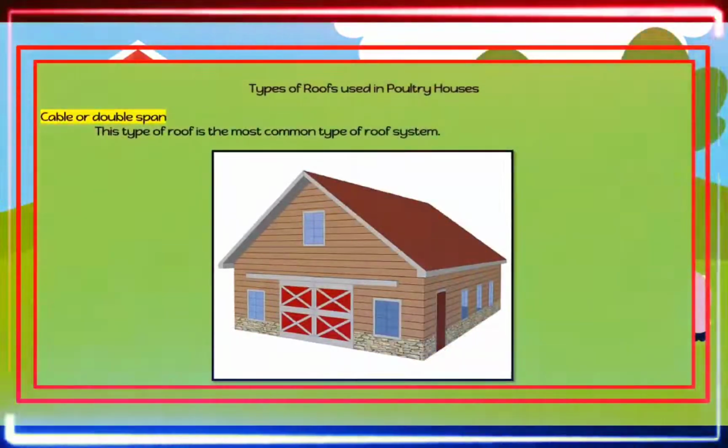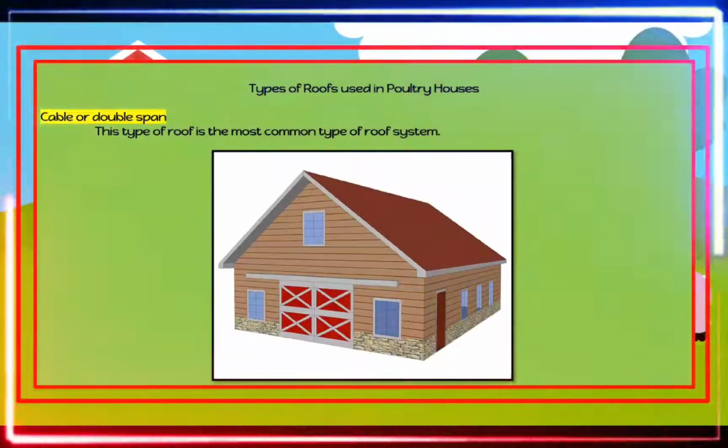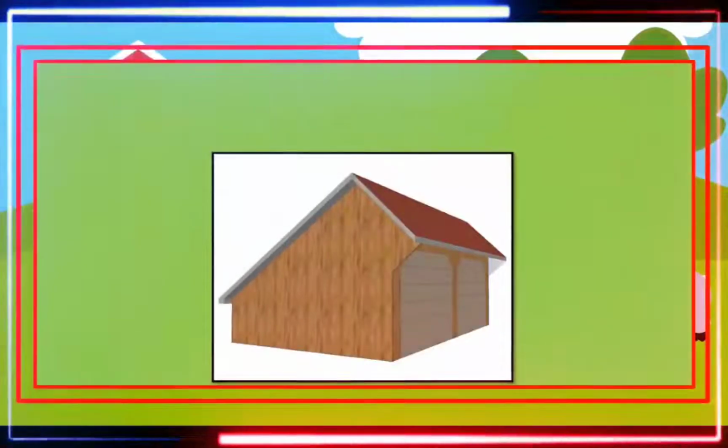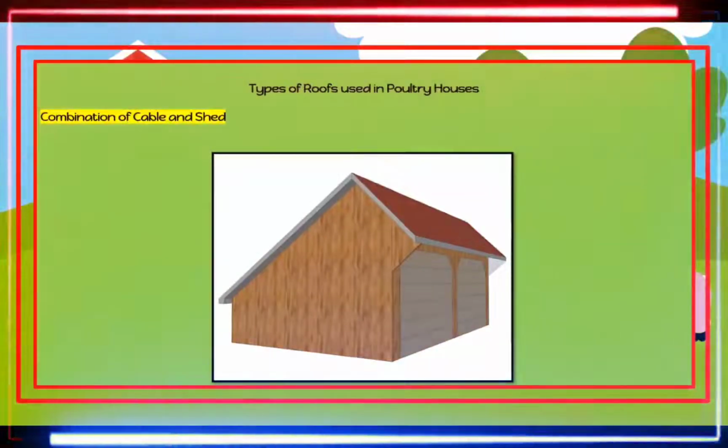Gable or double span. This type of roof is the most common type of roof system. Combination of gable and shed.